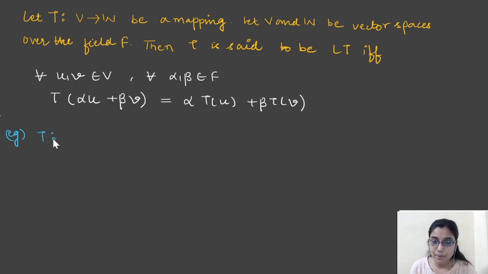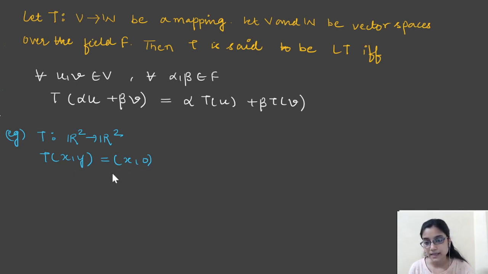Suppose I give you a mapping from R2 to R2, like T of x comma y equals x comma 0. You can see that x comma y is a member of R2. So we have defined a mapping where a member of R2 is mapped to a member of R2, in such a way that its second component becomes 0 and the first component remains the same. Fine. First we will check whether this is a well-defined map or not.